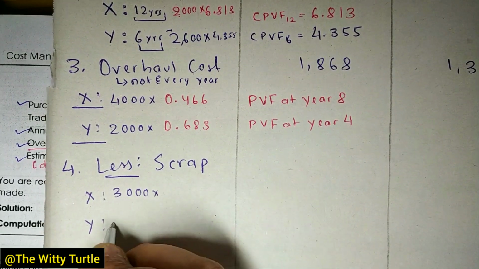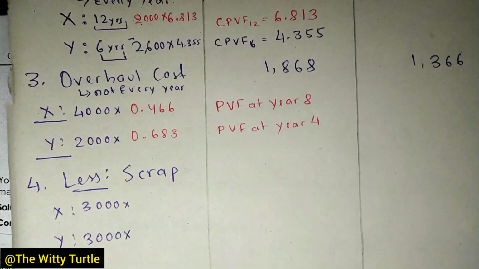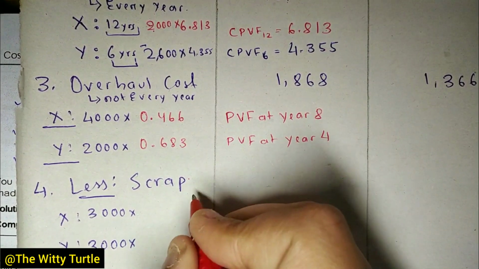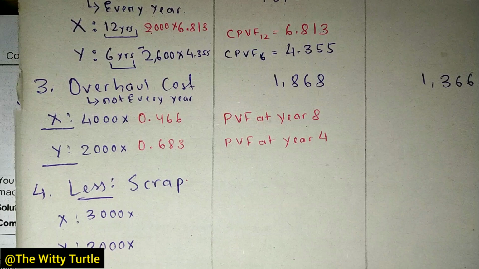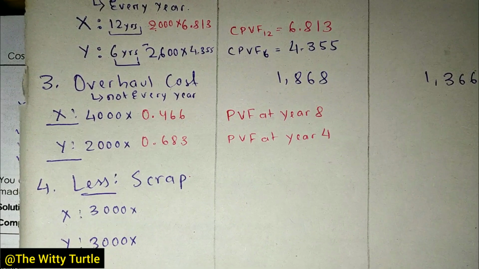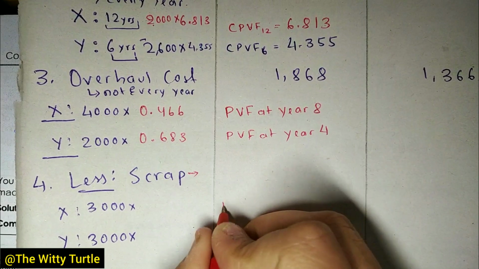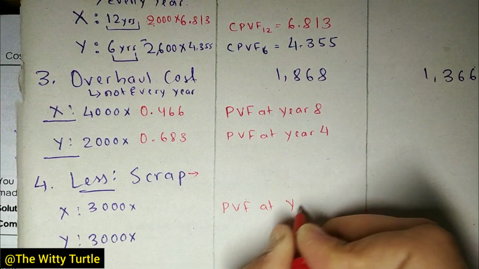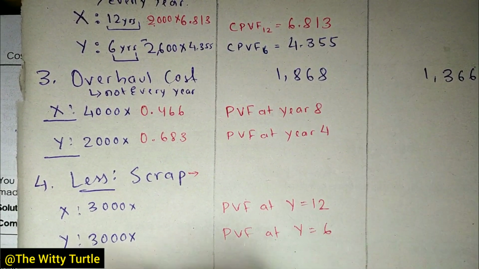Now you think and tell me whether we will take into consideration the CPVF or PVF. Tell me. Scrap, you are selling this at the end of last year? Are you selling it every year? No, you are not selling it every year. Whenever you get confused between CPVF and PVF, simply ask one question to yourself whether you are doing it every year or you are doing it at only 1 year. Scrap, you are doing at only 1 year. So here also PVF at year 12, PVF at year 6, right?